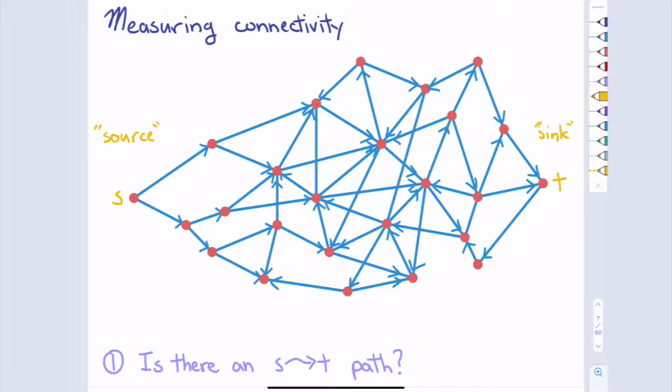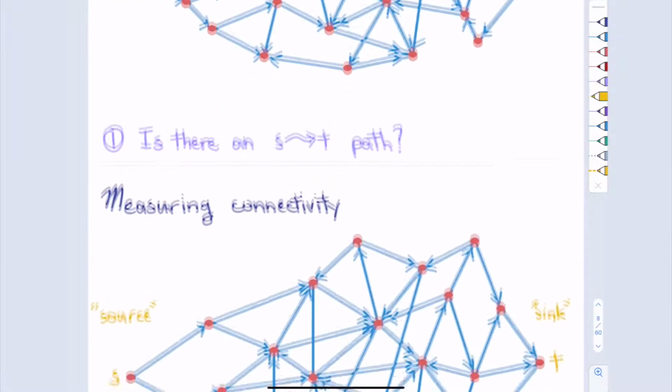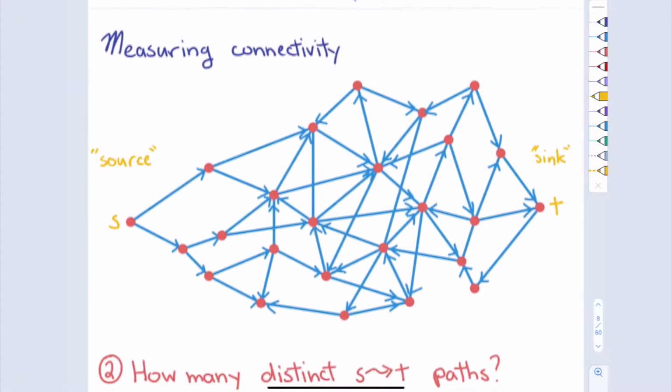Right? This is just, is there a connection? And we resolve this using depth-first search. In fact, at some level, we can take strongly connected components and figure out a lot about all the connections, yes or no, all at once. Okay. Fine.